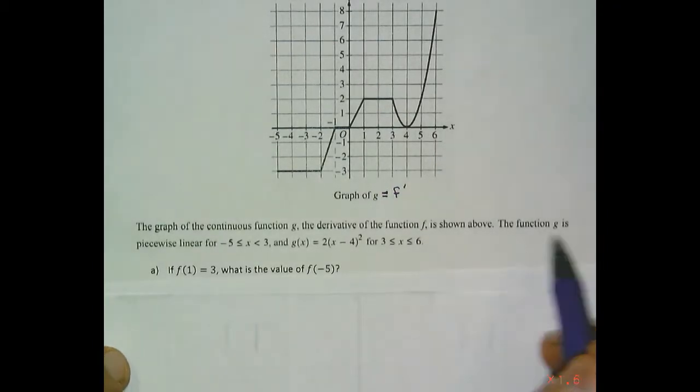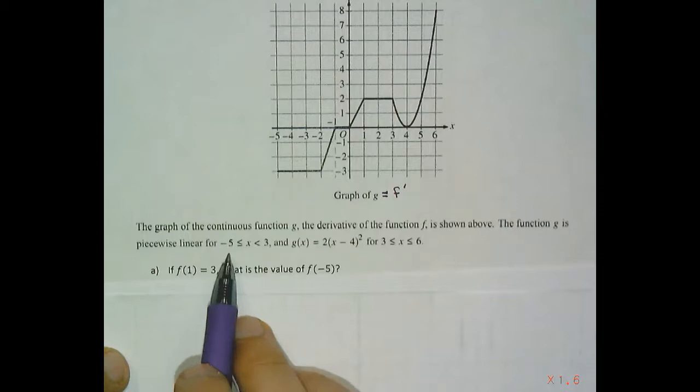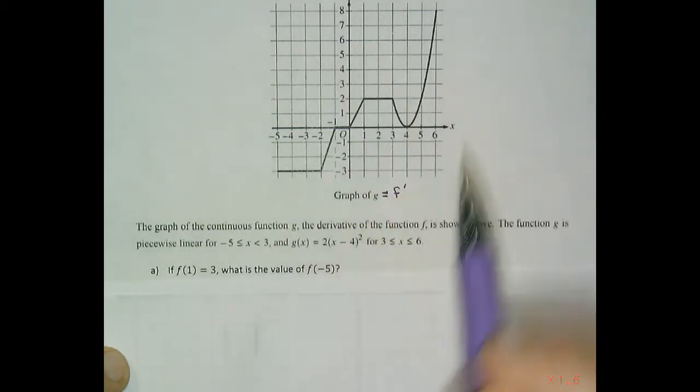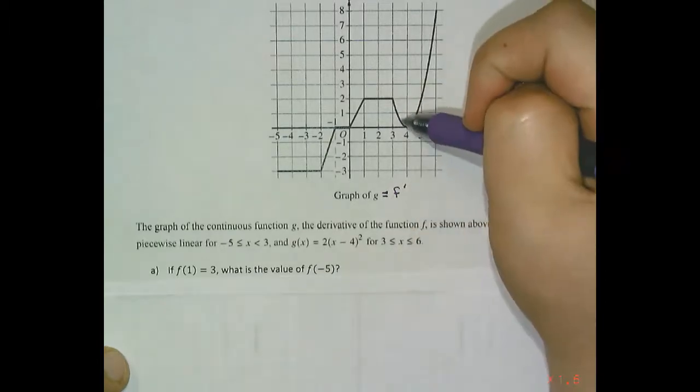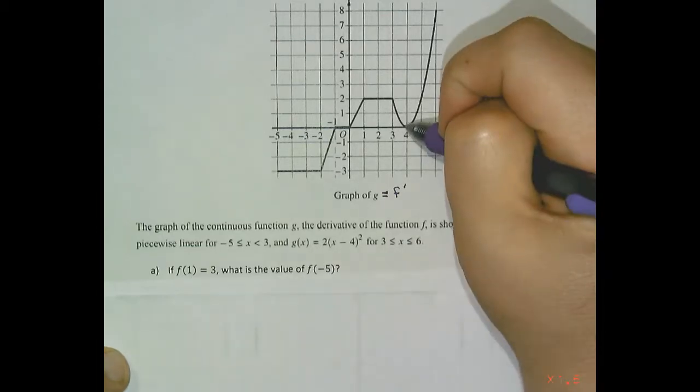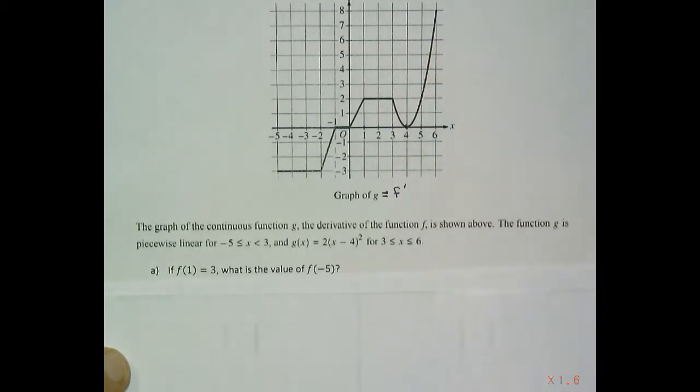The function g is piecewise linear for -5, 2, 3, so they're saying that each of these pieces are straight lines, and then they give you the curve for the piece that is the parabola. And we see it's a parabola that is shifted right 4 units and vertically stretched by 2. So, f of 1 equals 3. What is the value of f of -5?